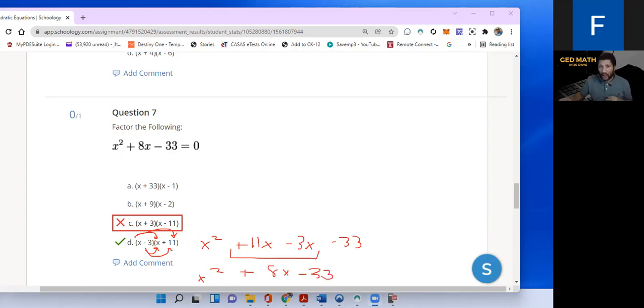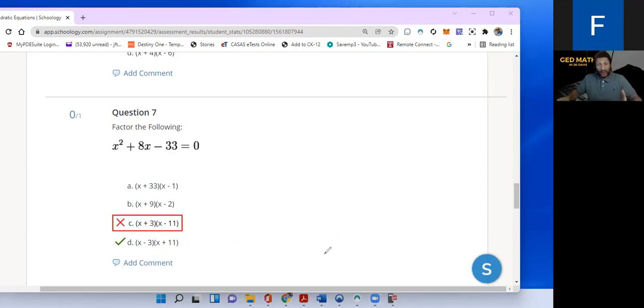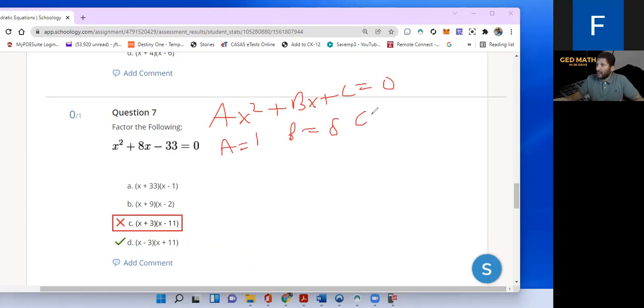Now, again, that's not what they wanted you to do. What they wanted you to do is this: ax squared plus bx plus c equals 0. So my a is 1, my b is 8, my c is negative 33.